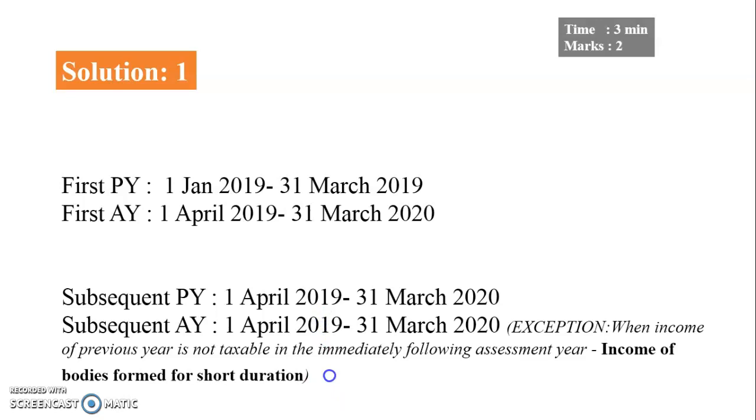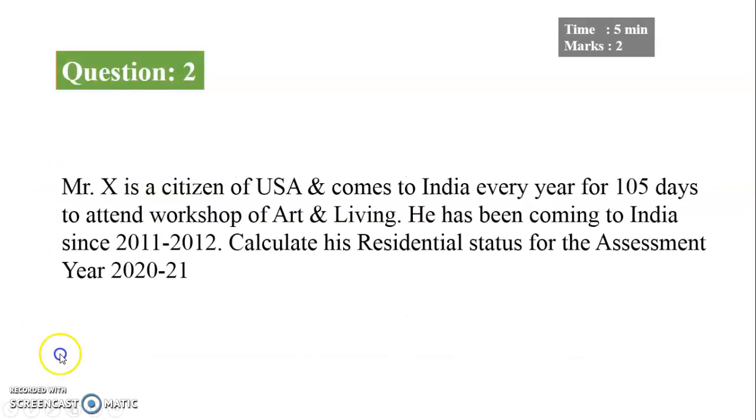But I have given 1 mark to those who have done the first part correctly. So this is the second question. Mr. X is a citizen of USA and comes to India every year for 105 days to attend a workshop of Art of Living. He has been coming to India since 2011-12, and we have to calculate his residential status for the assessment year 2021.